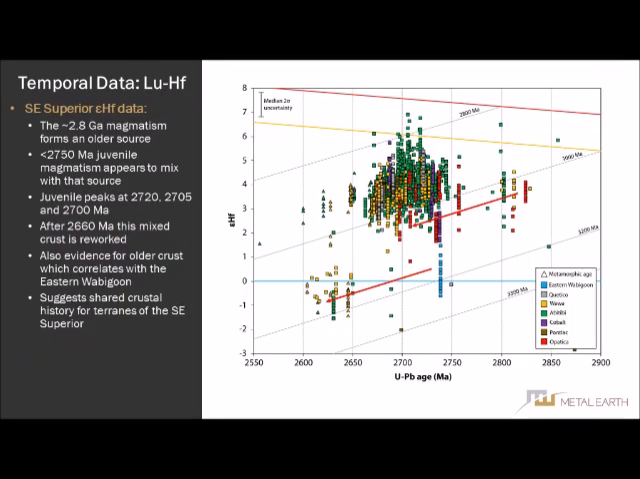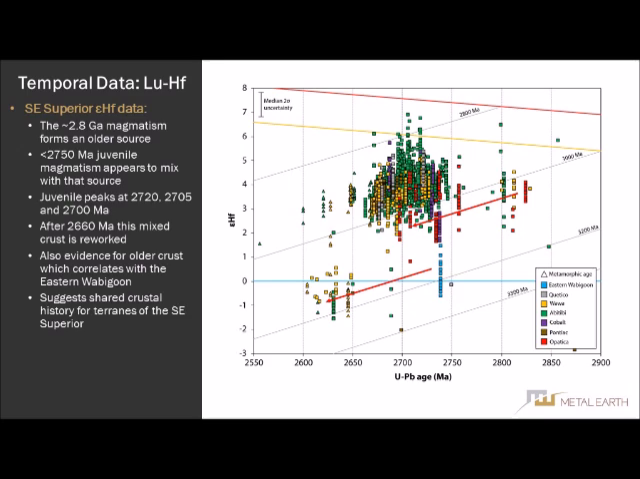The different terranes are shown here. Abitibi is in green, Wawa in orange, I suppose. Hepatica in red, and Eastern Wabigoon, the main ones you'll be interested in, in blue. So we can see that, first of all, the majority of the data is very juvenile, especially compared to the stuff we saw for the Yilgarn. We were seeing trends going down here. We didn't see any of that old crust in this area.